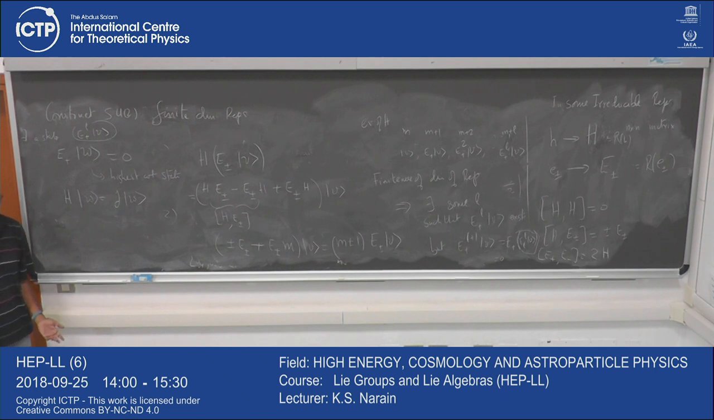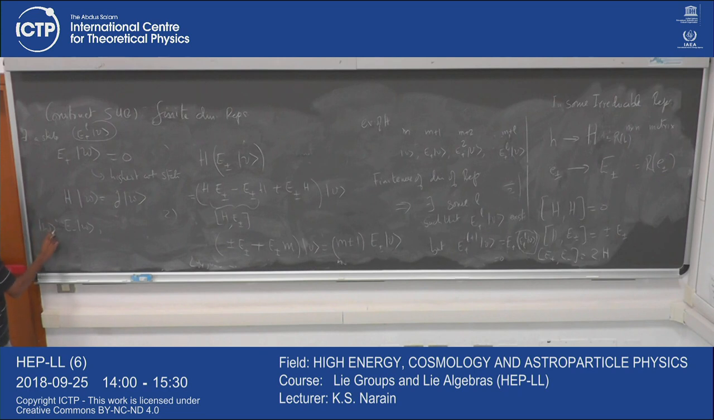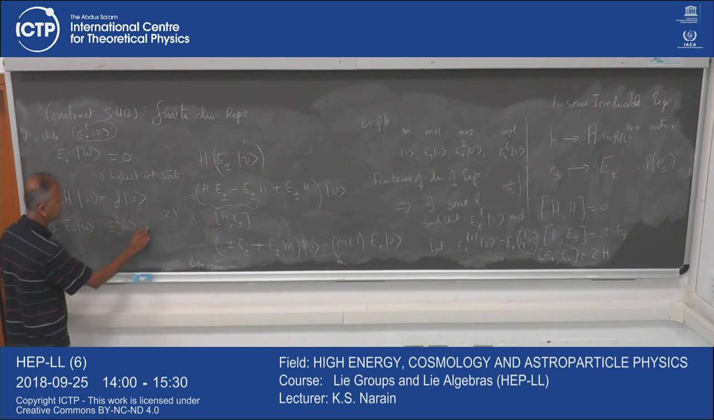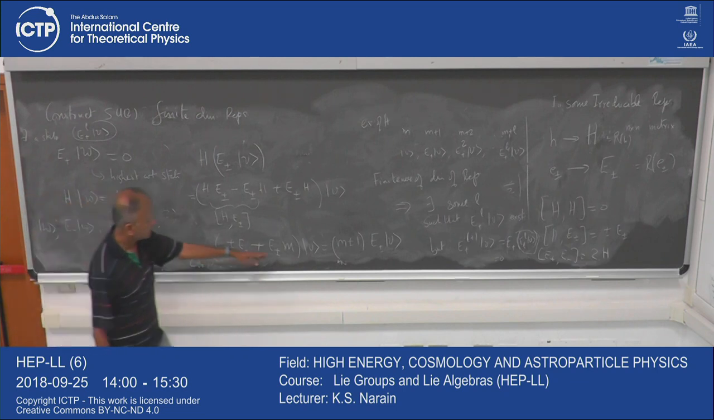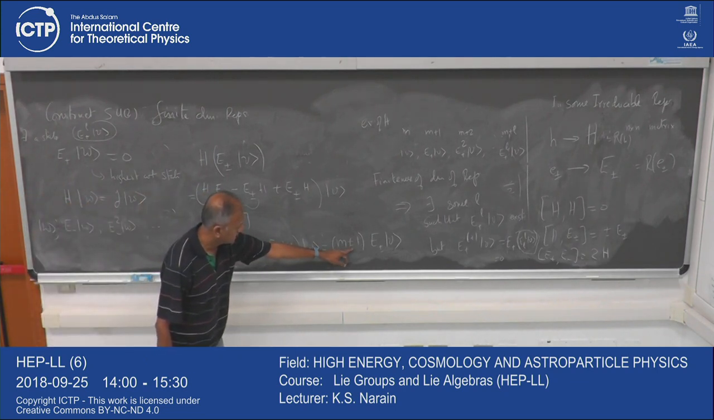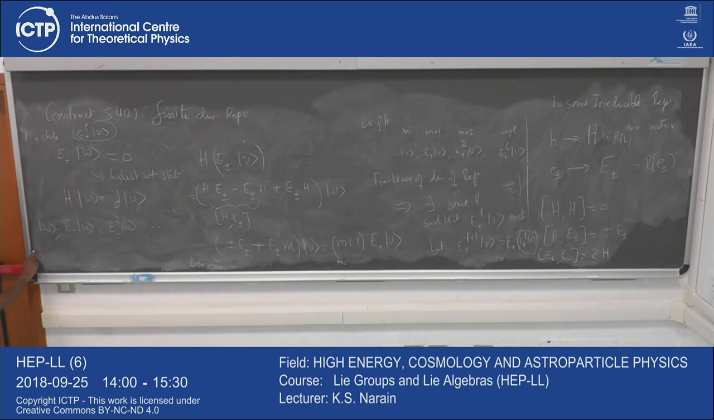So the only other non-trivial generator is E minus. Let's apply E minus on W. I look at this chain: W, E minus W, E minus squared W, and so on. As we saw, when you apply E minus, it lowers the eigenvalue by one unit. So if this eigenvalue is J, then the next is J minus 1, J minus 2, and so on.